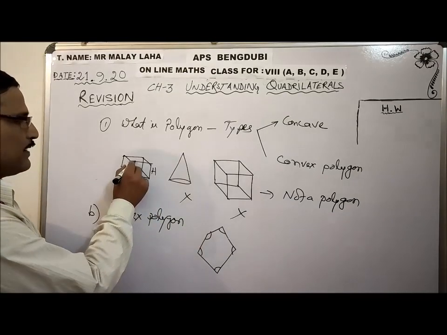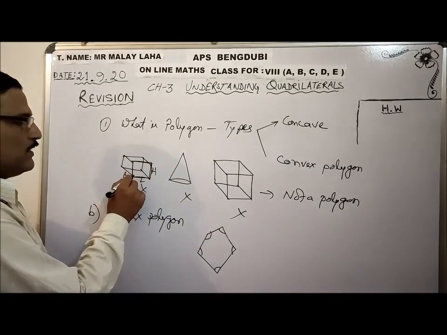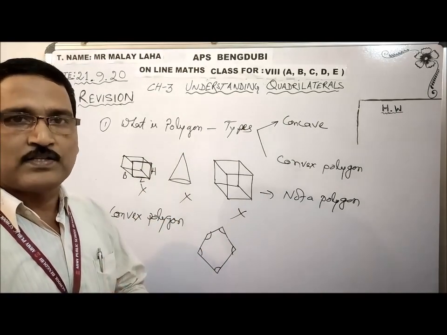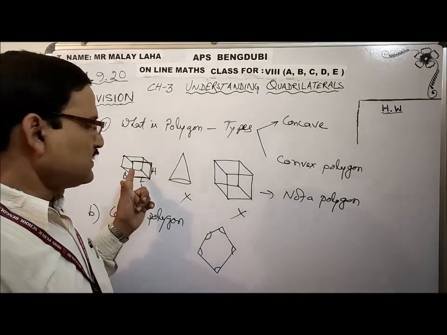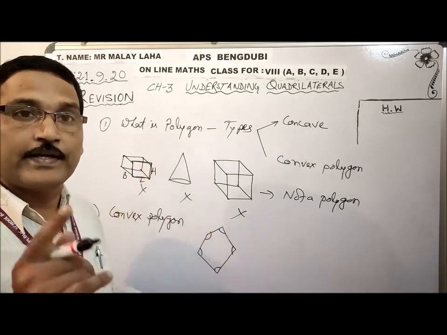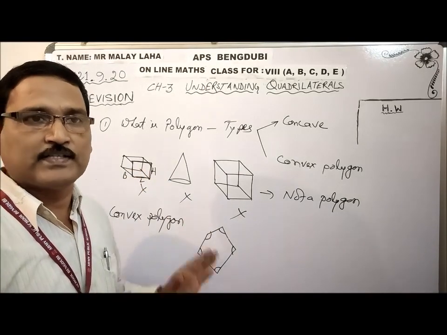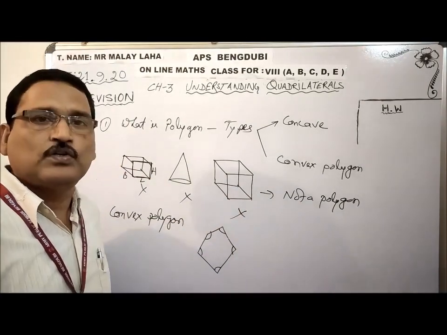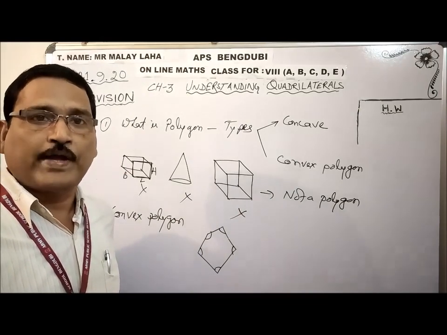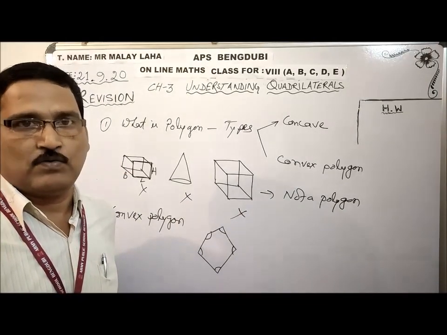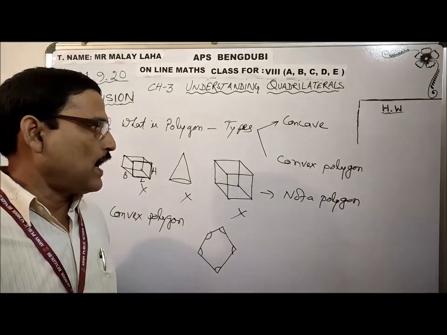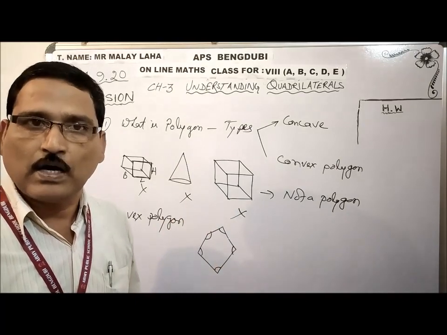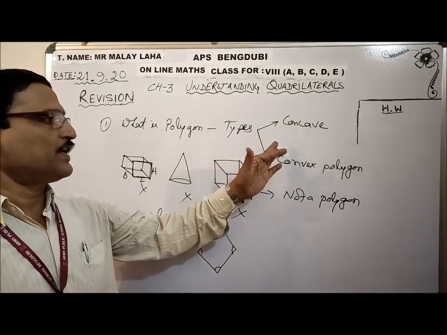But this object is made by flat rectangles. A rectangle is a 2D shaped object, but when 6 faces combine in such a way, they form a cuboid, and that time the cuboid is not a polygon. It is a 3-dimensional shape. So a polygon should always be a 2-dimensional flat shape made by line segments, and a 3-dimensional shape will never be a polygon. Understood?